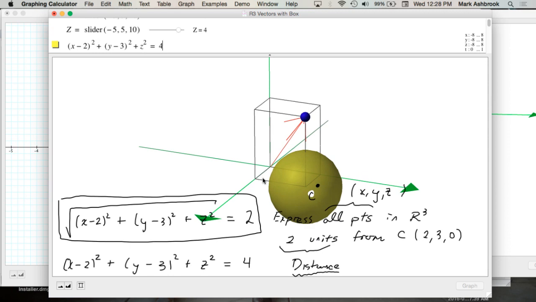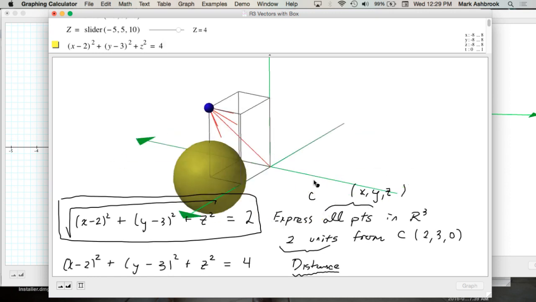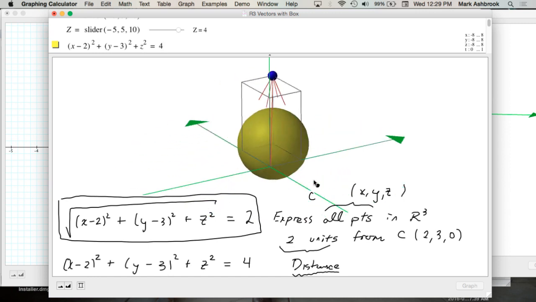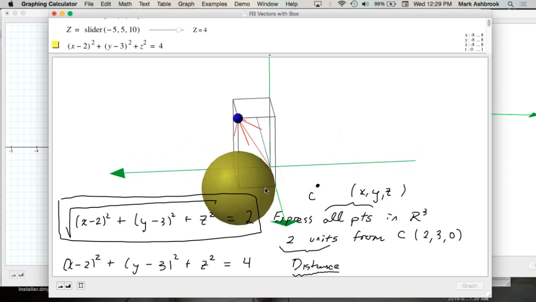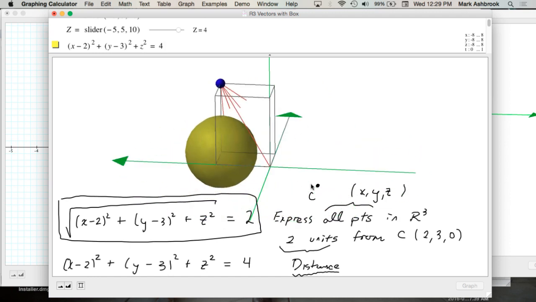And so if it's all points 2 units away from C, what point should it go through? Do you see which point it should go through? In the box? Well, yeah, no, C is the center. It's not going to go through C. C is the center, so it won't go through C. It's going to go through that point, right? See that right there? It should. Does it? Yeah. Because that's 2 units away. That point on the box right there, what is it? 0, 3, 0. That's 2 away from C.